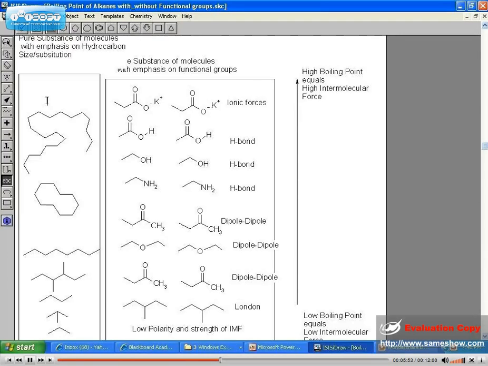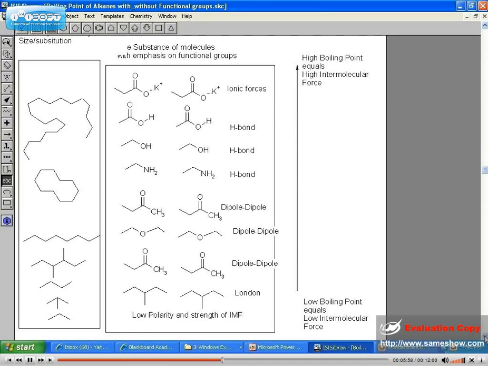Let's go over to here. Now, hydrocarbon size is also a factor. So, in this case, the larger the hydrocarbon, then the higher the boiling point.